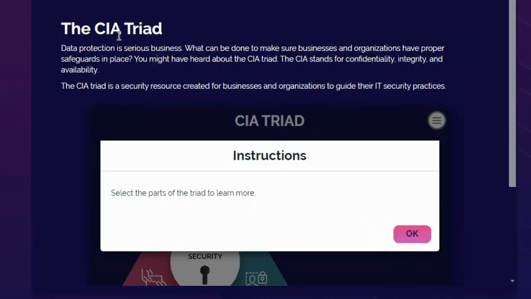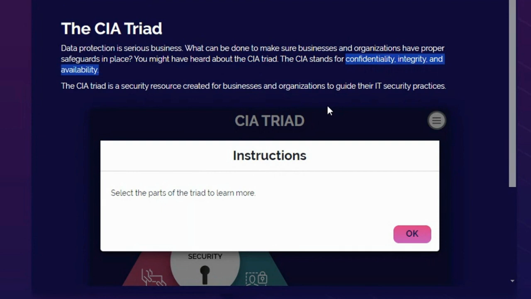The CIA triad. Now, this is not the Central Intelligence Agency you might think of, like the FBI and the CIA. No, we're talking about something different. Data protection is serious business. So, what can be done to make sure businesses and organizations have proper safeguards? There's something called the CIA triad. This stands for confidentiality, integrity, and availability.